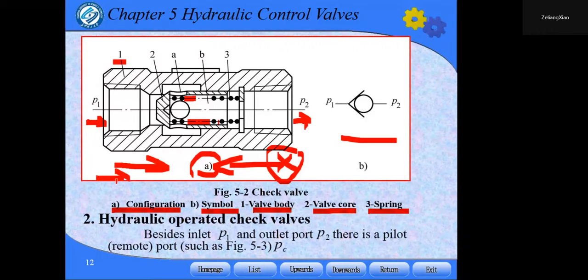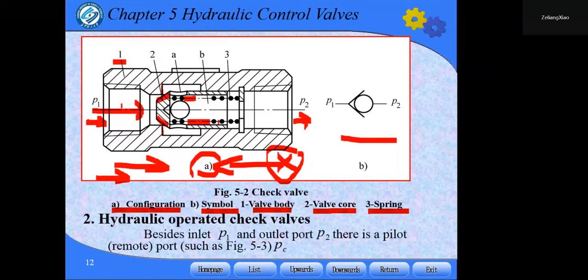First, in this direction, we can see the pressure oil goes through in this way. Since there is the spring, when there is no oil, this surface is totally laid on this surface, so there is no gap between them.